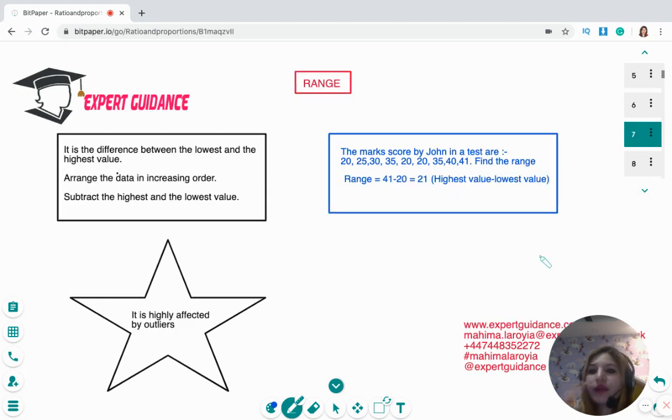Now let us come to the range. For the range, you arrange the data in increasing order and take the difference between the highest and the lowest value, that is the first and the last value, and the range tells you how spread out your data is. And this range is highly affected by outliers. So if these are the marks obtained by June, if you arrange them in increasing order, you will see that my highest value is 41 and lowest value is 20. So I'll take that away. So 21 will be the range of the data.